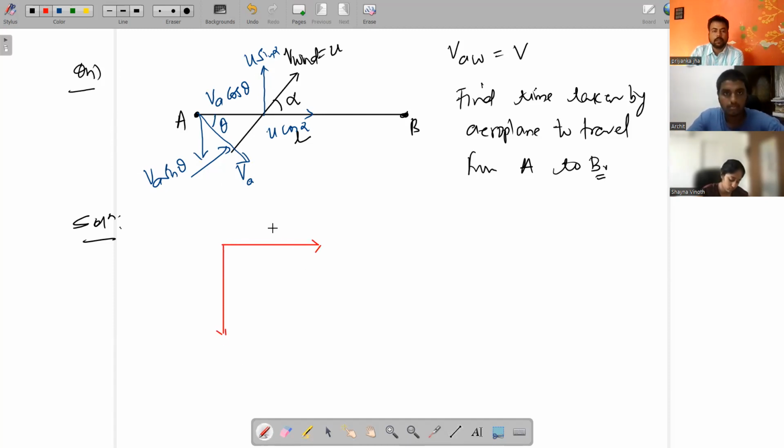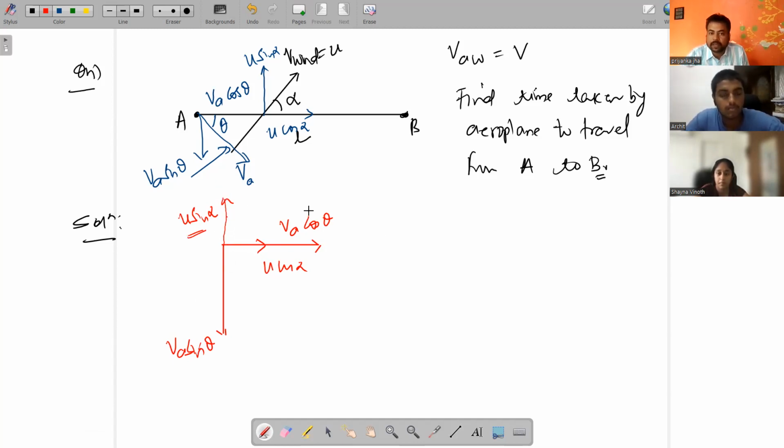Suppose this is the horizontal component of the aeroplane, and this is the vertical component of the aeroplane, and this is the vertical component of wind and the horizontal component of wind. Right? Now see, if this U sin alpha, the vertical component of wind, is more than this, then the resultant velocity will be towards up.